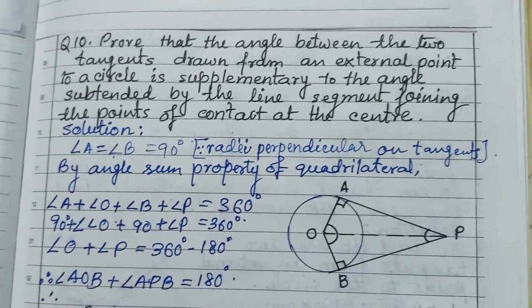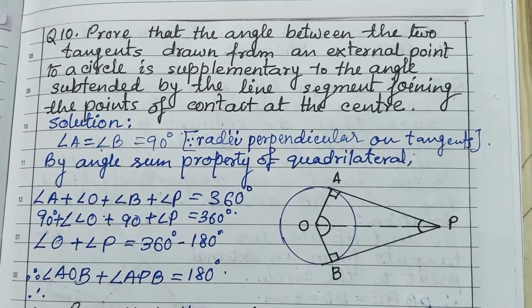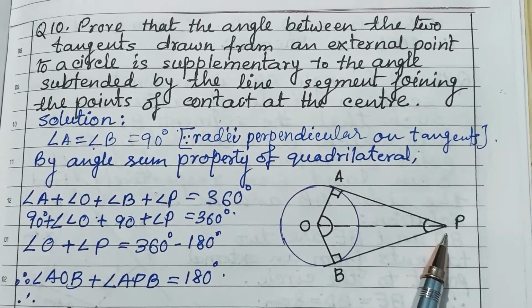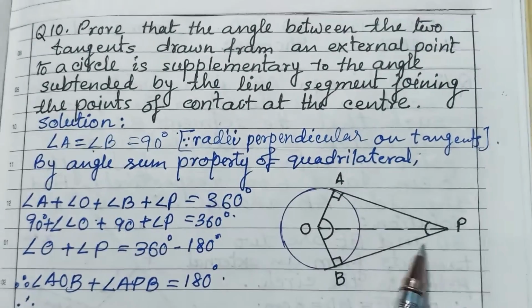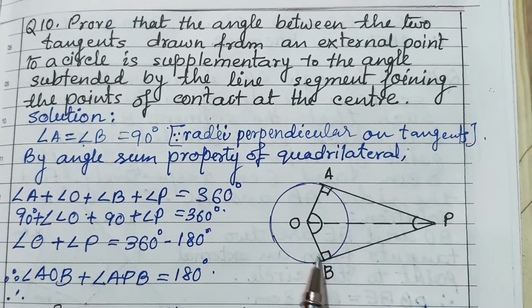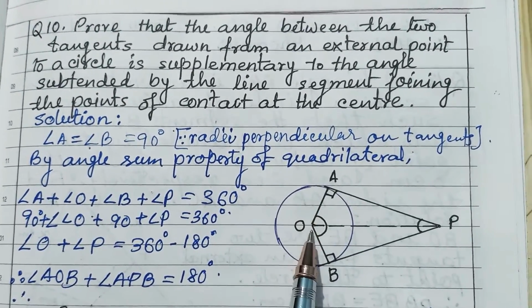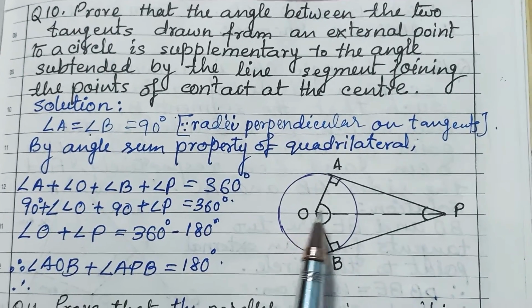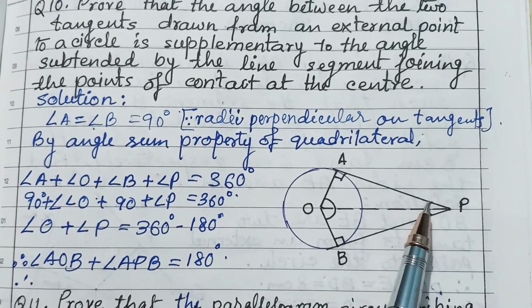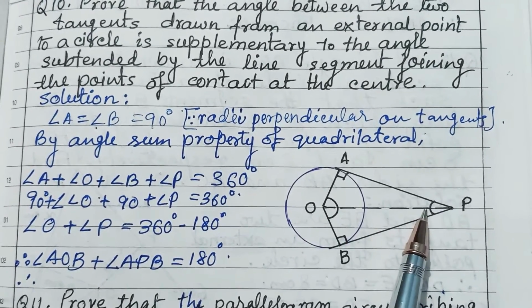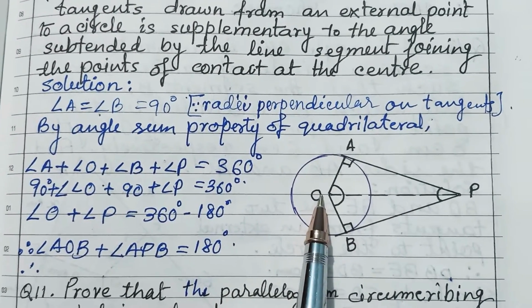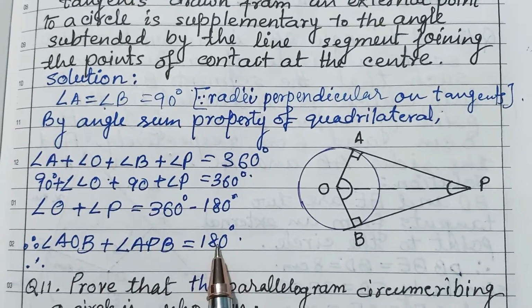Prove that the angle between the two tangents drawn from an external point to a circle is supplementary to the angle subtended by the line segment joining the points of contact at the center, meaning angle O at the center and angle P at the point. These two together are supplementary, 180 degrees, we have to prove.